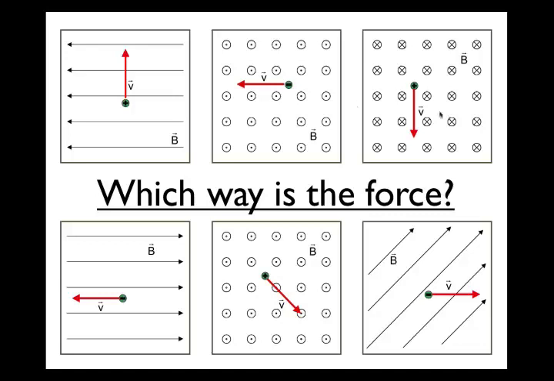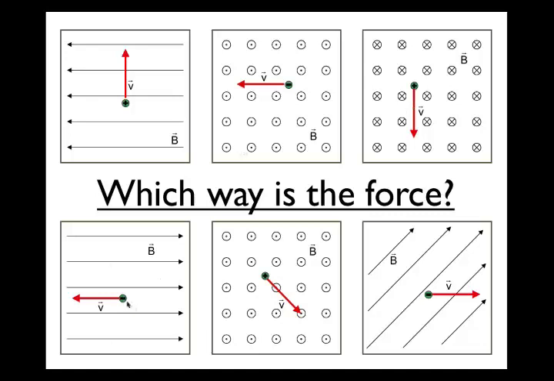In situation number 3, the velocity of the particle is down, so I get the fingers of my right hand pointing down. The magnetic field is into the page, so I have to turn my right hand around to be able to curl the fingers on my right hand in that direction, and that leaves me a force to the right on this particular particle, and this is a positively charged particle, so that direction is correct.